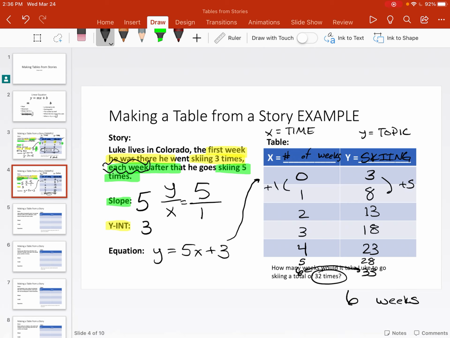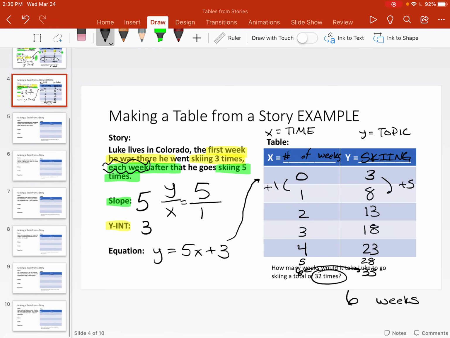All of this we've done before. I just want to piece it all together and have us create tables, starting with a story, finding slope and y-intercept, making the equation, making the table, and answering those questions.